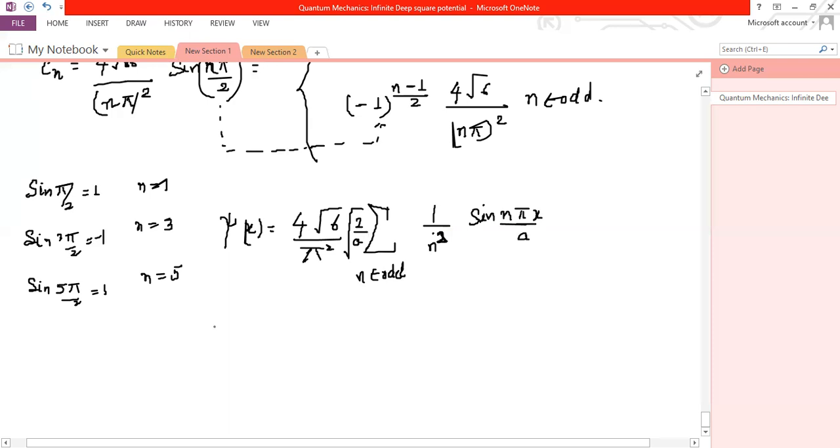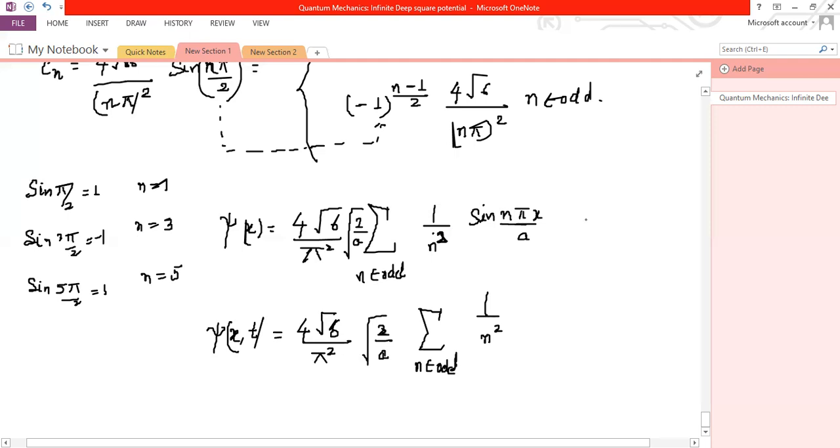And if somebody asks me at any later time t, what would be the wave function? Then the wave function would be this entire thing, that is 4 root 6. I mean, this is a little lengthy problem, but what I want to convey from this is still very far. Okay, so n belongs to odd. And here I'll get 1 upon n square.